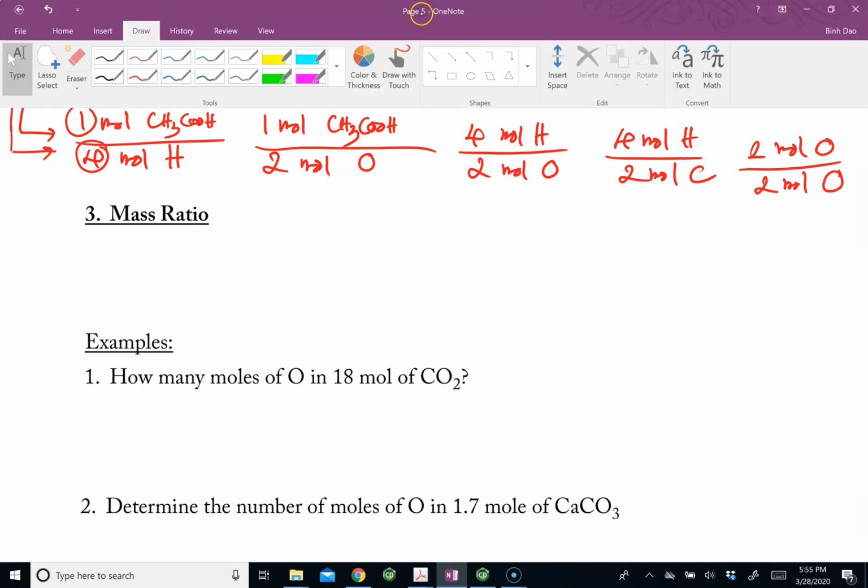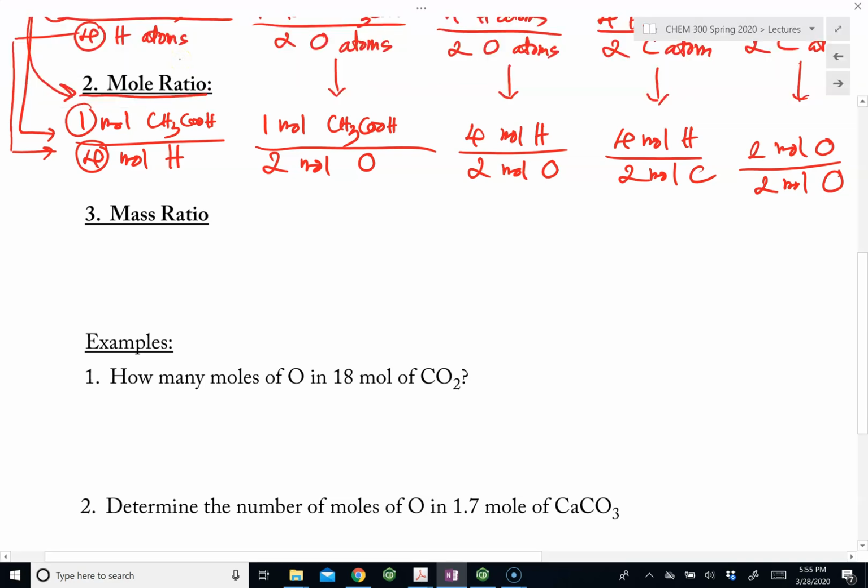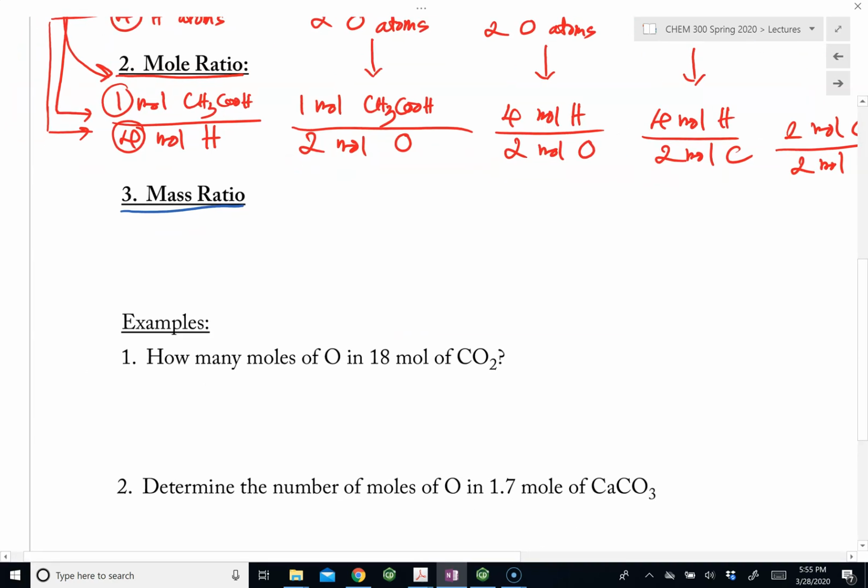And the next type of conversion factor that we can also get from the chemical formula is something that I refer to as the mass ratio. Now we know that we can convert mole into mass by using the molar mass as the conversion factor. And if we were to convert the mole of acetic acid and the mole of hydrogen into gram, then we will have the following: 1 mole of acetic acid weighs 60.05 gram of acetic acid, and 4 mole of hydrogen weighs 4 gram of hydrogen. So as you can see, we can convert mole into gram.